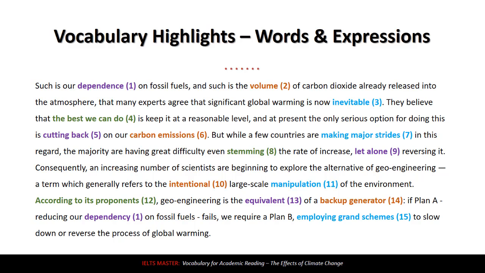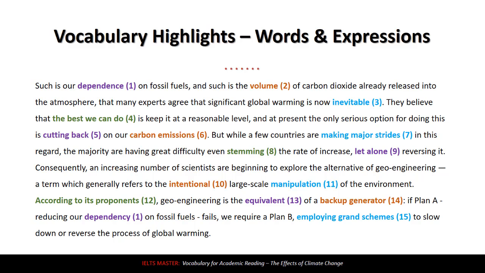Next, number 3, inevitable. Something that's inevitable is something that's definitely going to happen. There's no chance that it won't happen. There's a 100% chance that it will happen, so it's inevitable. It says here, many experts agree that significant global warming is now inevitable. It will definitely happen.